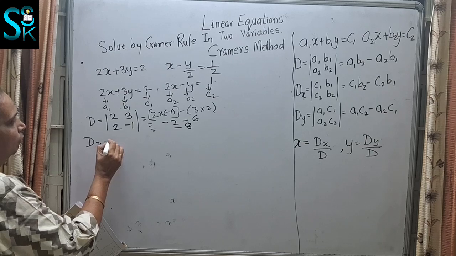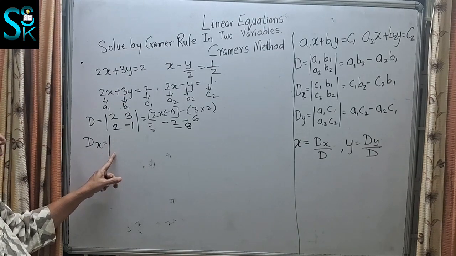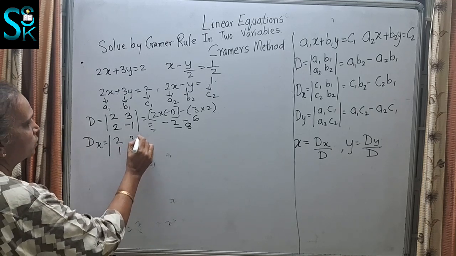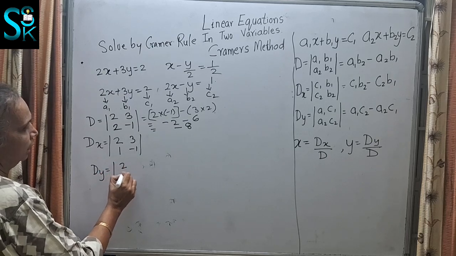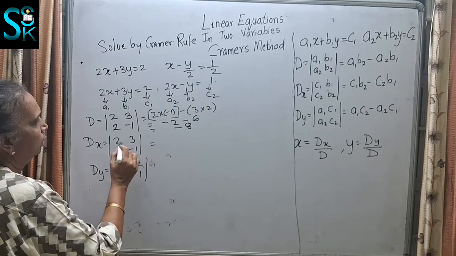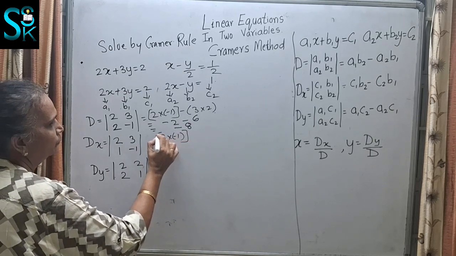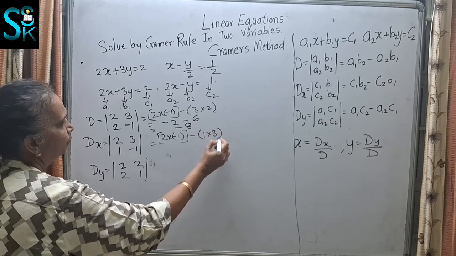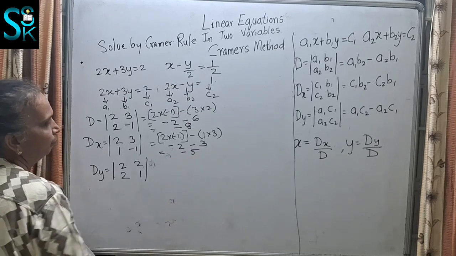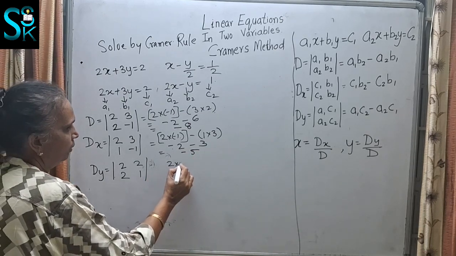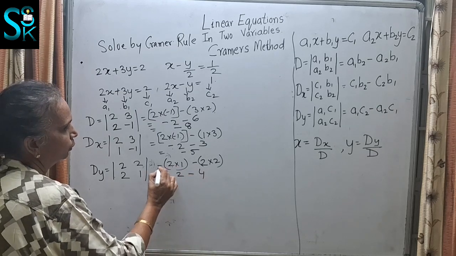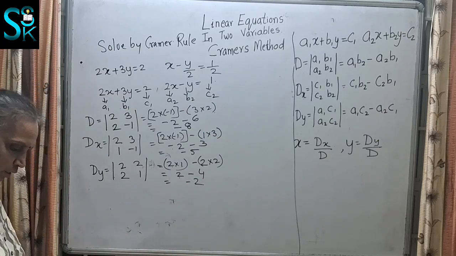Now you want to find dx. For finding dx, instead of the x coefficients, you write C1 and C2, that is 2 and 1, and then 3 and minus 1. Similarly for dy, you write the x coefficients but replace the y coefficients with C1 and C2, that is 2 and 1. So dx is 2 into minus 1 minus 1 into 3, that is minus 2 minus 3, both minus, so minus 5. For dy, it is 2 into 1 minus 2 into 1 bracket, so 2 minus 4, which gives minus 2.